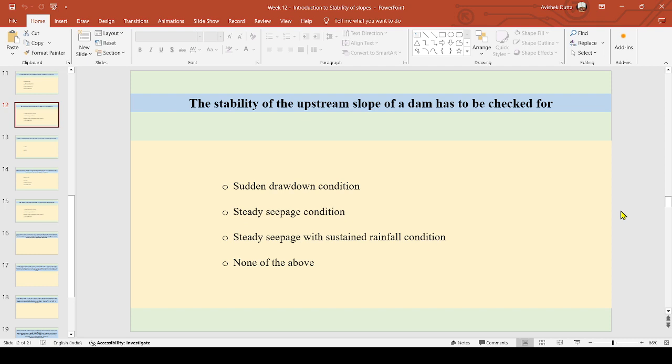I'll be repeating the question once. The stability of the upstream slope of a dam has to be checked for. Your options are sudden drawdown condition, steady seepage condition, steady seepage with sustained rainfall condition, or none of the above. Next question.